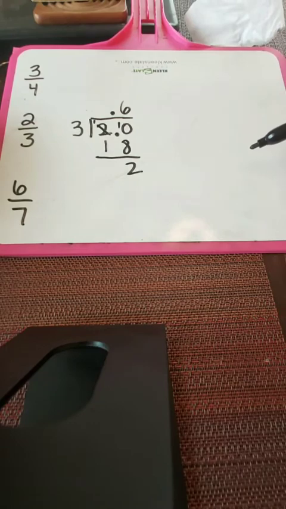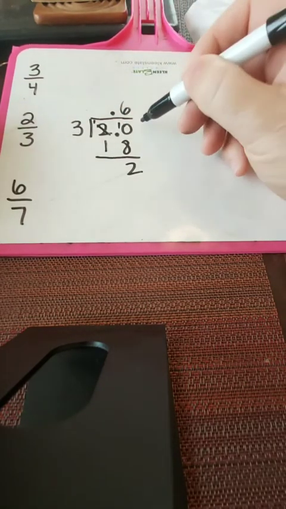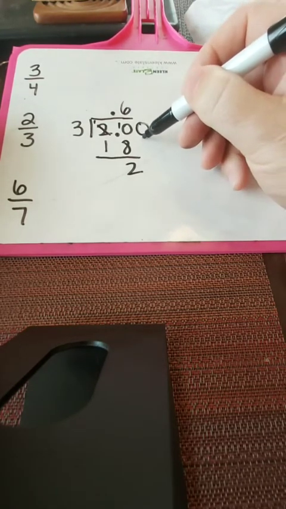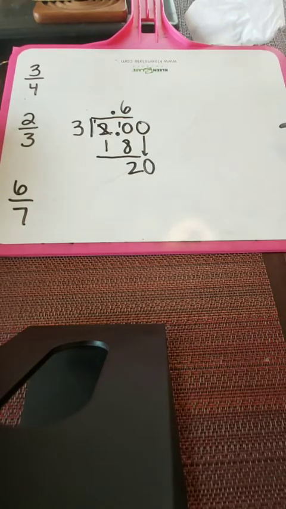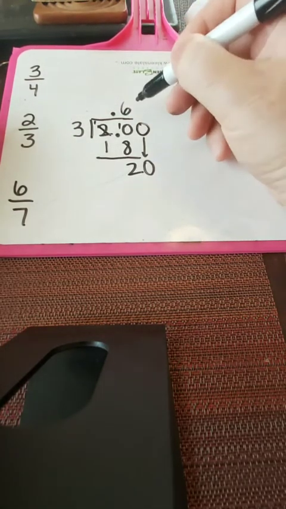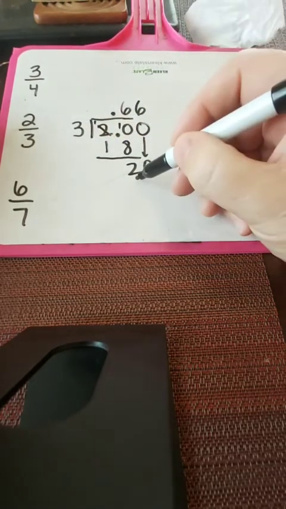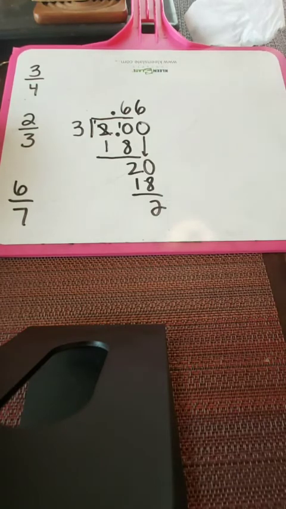All right. Now again, 3 can't go into 2. So what do we have to do? We have to add another 0. And then what do we do with that 0? We bring it down. Now, can 3 go into 20? Yes, it can. Evenly, no. So it's going to go in another 6 times. So we're going to go 6. 6 times 3 is 18. And we have another 2.